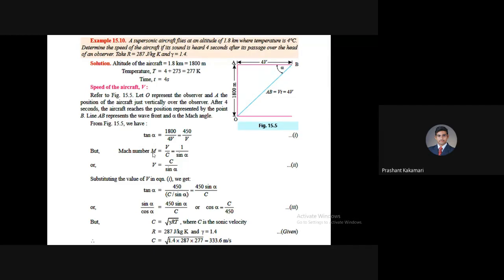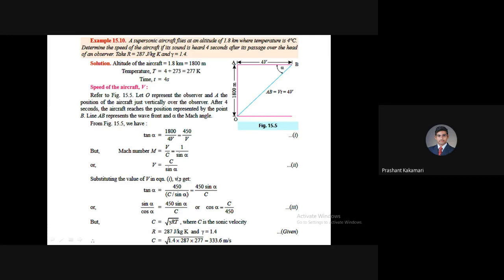Means V value I can write, or alpha I can find out in terms of V, and I can substitute in the Mach number relation. So what is the Mach number relation? V by C. In this problem, we are going to find out the velocity of the plane. V we have to find out. C is already found out, 333.6 meter per second. C is known to us.